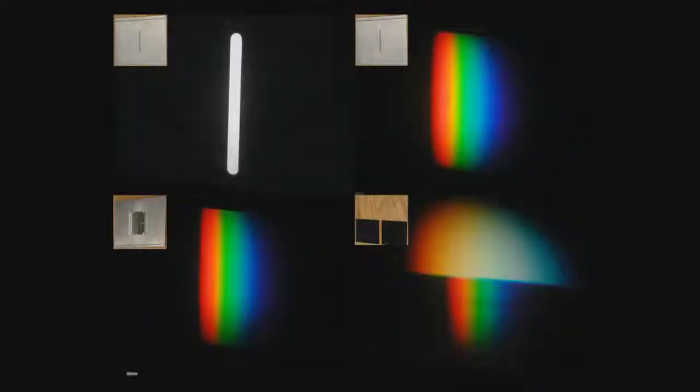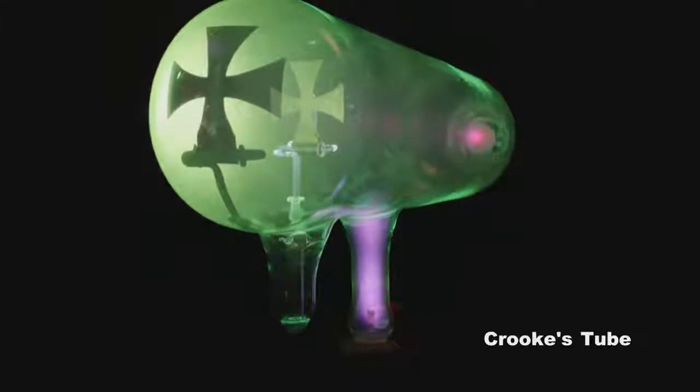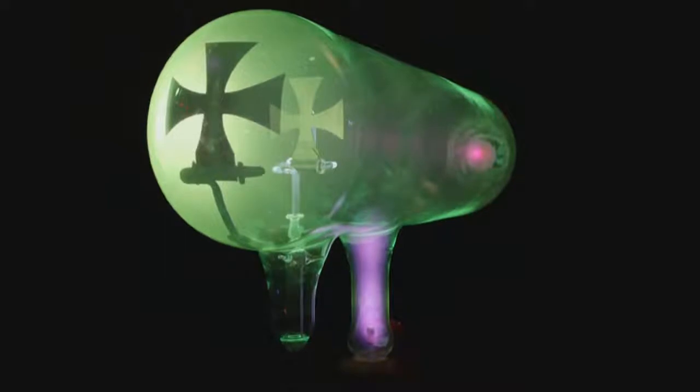Important clue. We also have important clues revealed in the continuous spectrum of light that is shown in these single slit experiments. Experiments that have been undertaken with electrons also have left us with some important clues that will also help us solve this mystery.